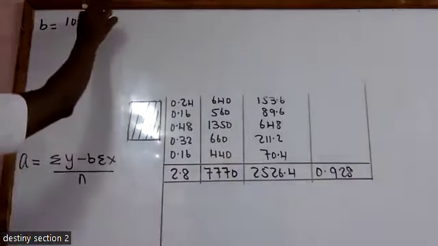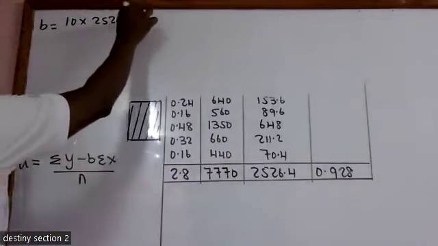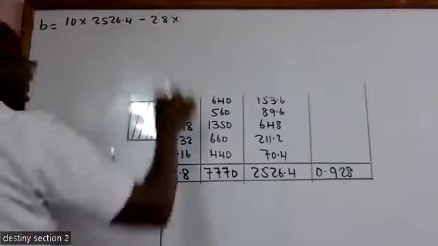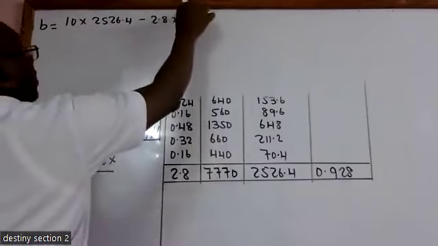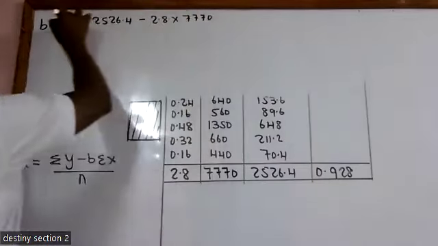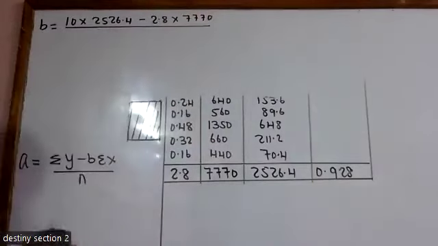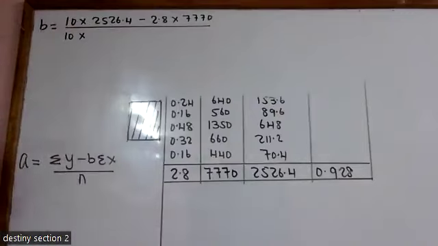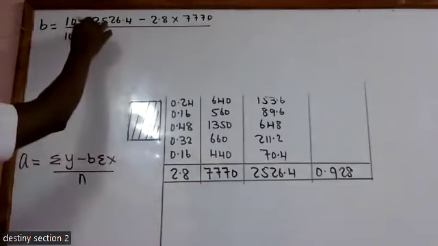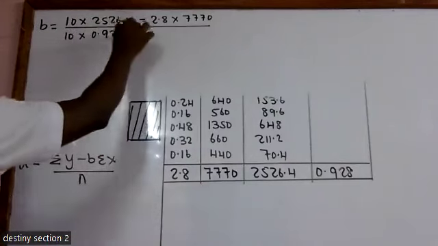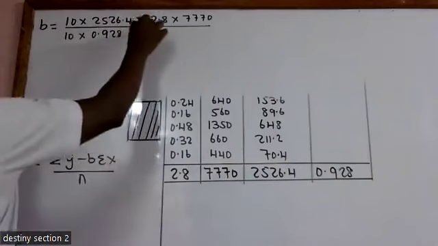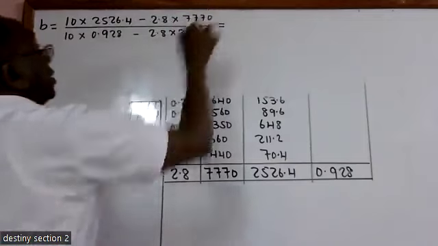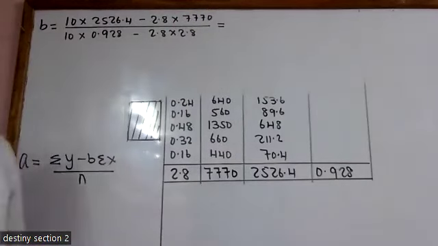This one, 2526.4, minus sum of X, which is 2.8, times sum of Y, 7770. You divide by N, that is 10, multiplied by sum of X squared. Sum of X squared is 0.928, minus sum of X, 2.8 times 2.8. So solve that and give me the answer.